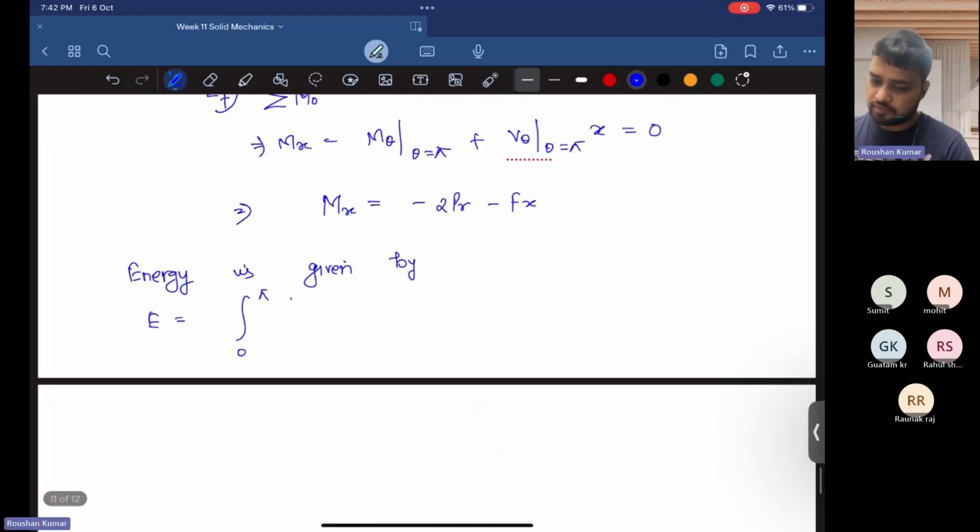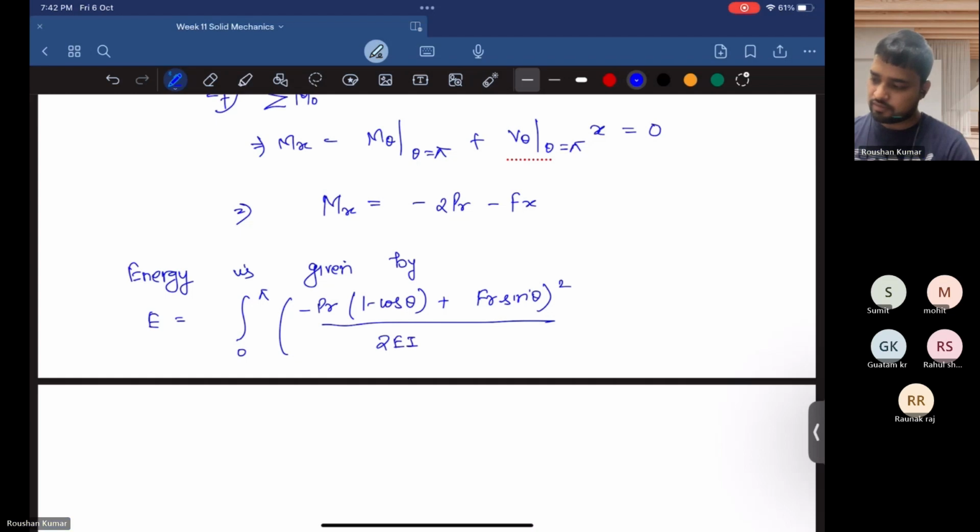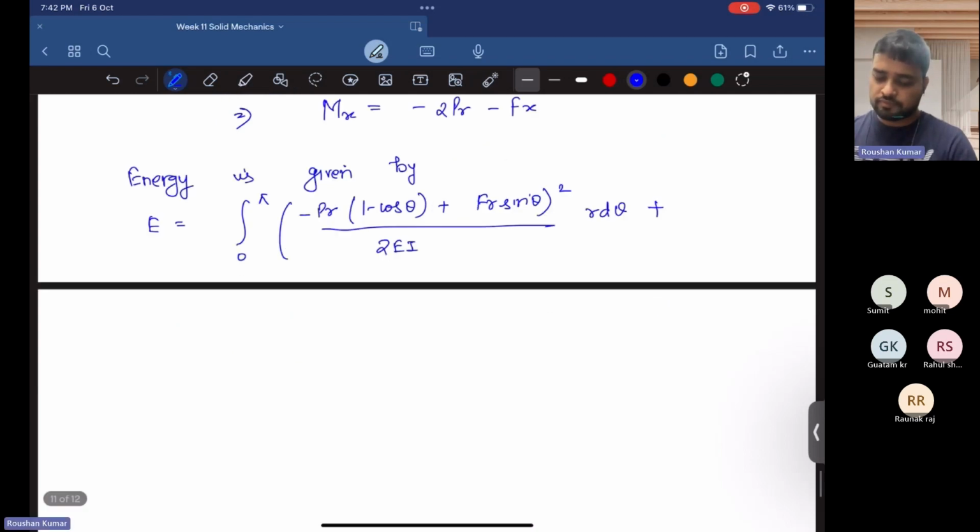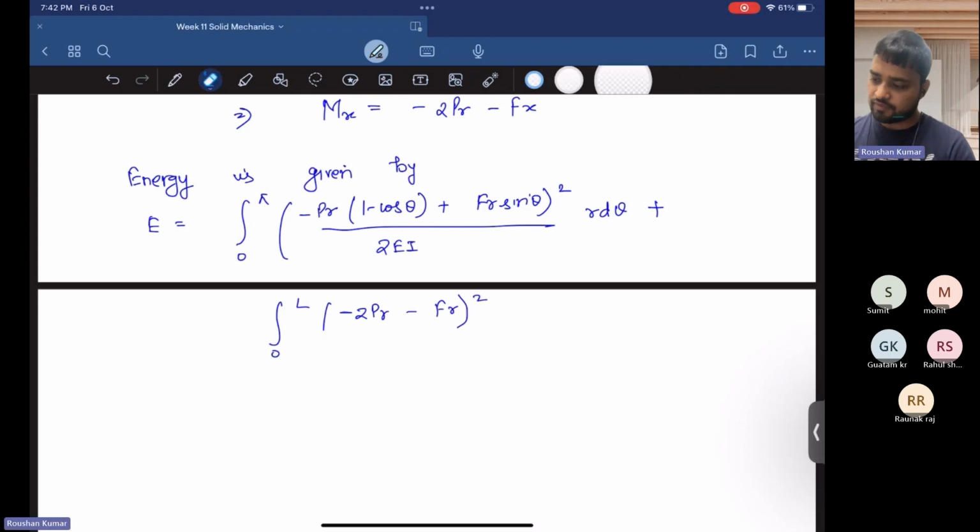So integral 0 to pi, minus PR into (1 minus cos theta) plus FR sin theta, whole square upon 2EI, into R d theta, plus integral over 0 to L, (minus 2PR minus FR) square upon 2EI into dx.